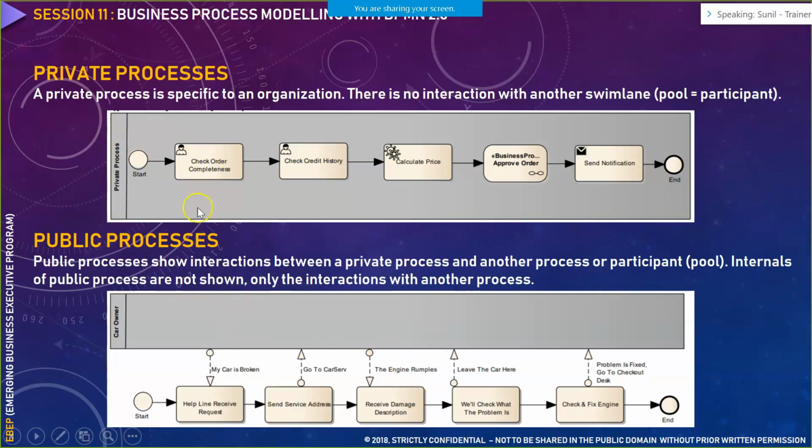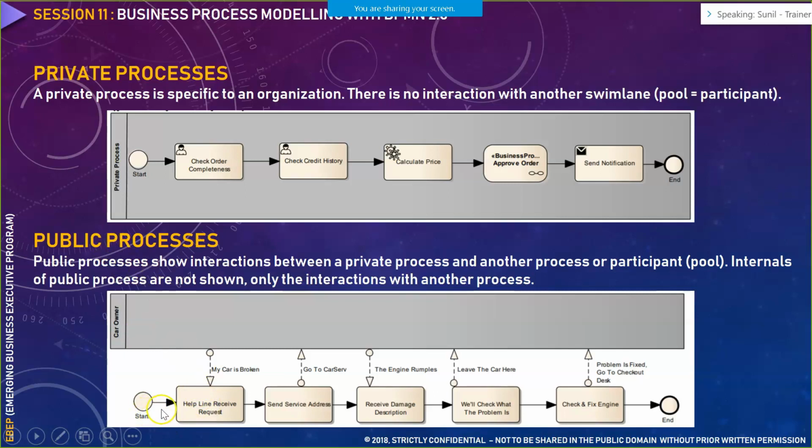So if we see this particular private process, it's a detailed version of the earlier one. Here you start with a particular thing, you check order completeness, then you check the credit history, then you calculate the price, you do an approval of the order, and you do a send notification and end. So here it is more designed from a private user perspective, like only the underwriter can see this particular process. A regular user won't be able to see. Now same thing if you see the public processes.